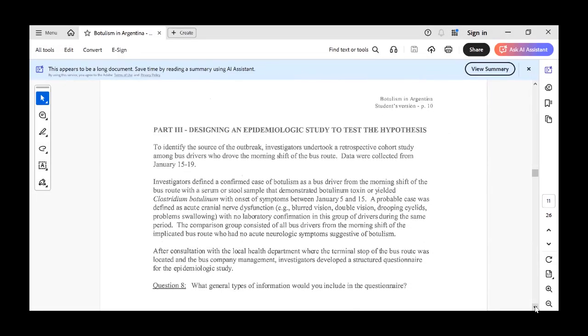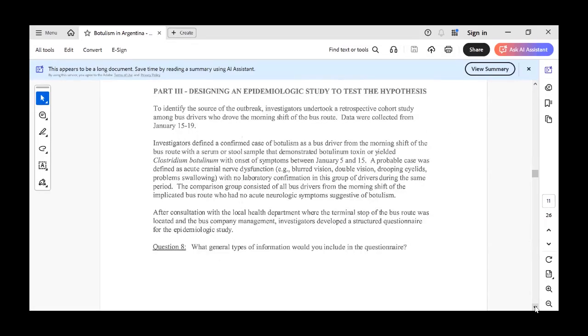To identify the source of the outbreak, the investigators undertook a retrospective cohort study among bus drivers who drove the morning shift of the bus route. Data were collected from January 15 to 19.